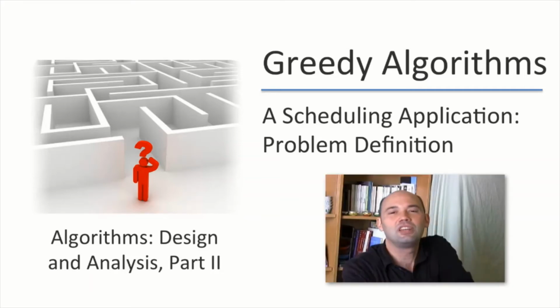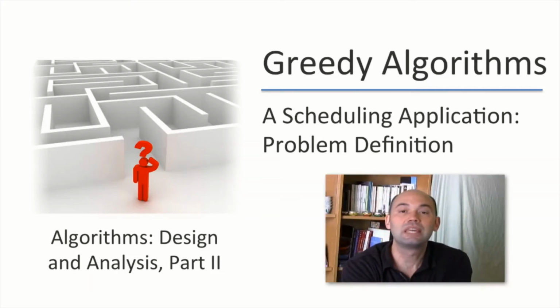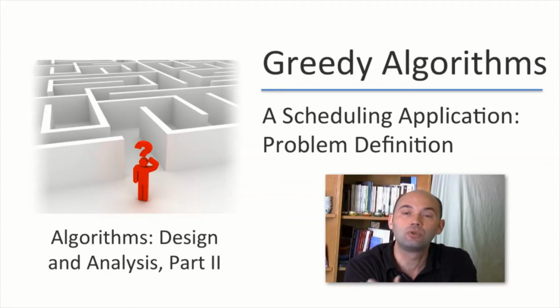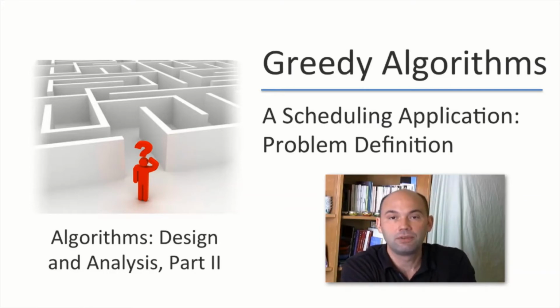For our next case study of how to use greedy algorithms, we're going to turn to the application domain of scheduling. That is, how do you schedule jobs on shared resources in order to accomplish some objective? So the domain of scheduling has lots of different applications of greedy algorithms. We'll see two in this course.